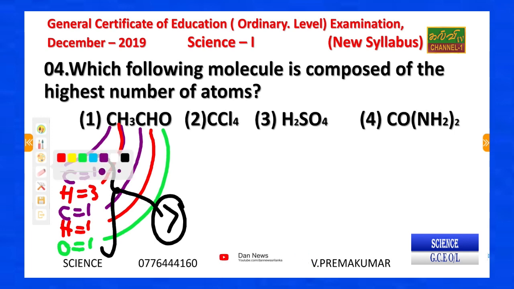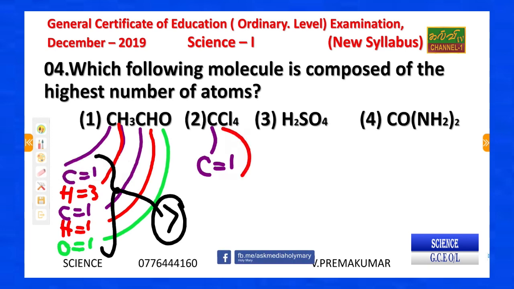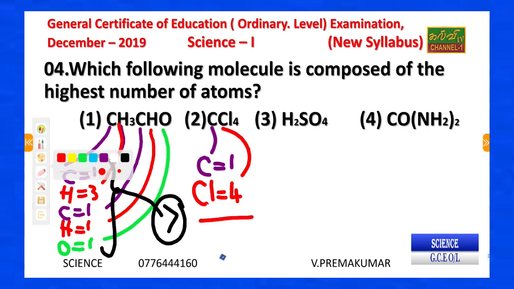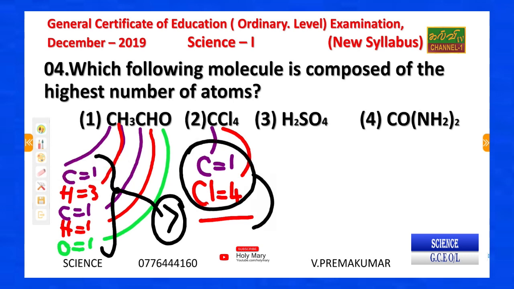Say carbon. Carbon is 1 here. And chlorine. How many chlorines are here? There are 4 chlorines here. So total, yes, we know that there are 5. How many atoms are here? Yes, there are 5 atoms available.